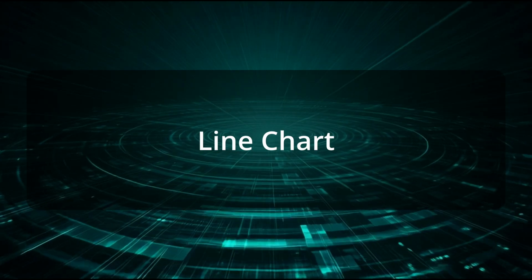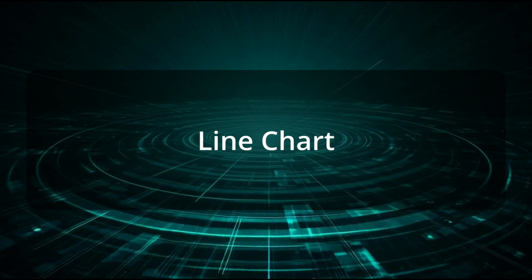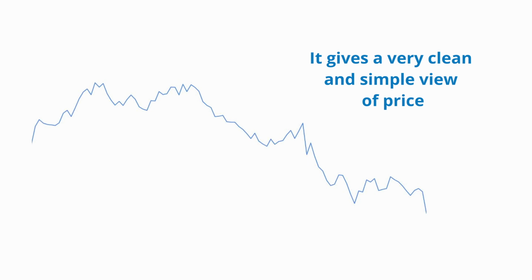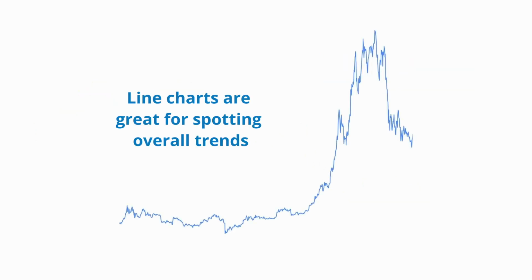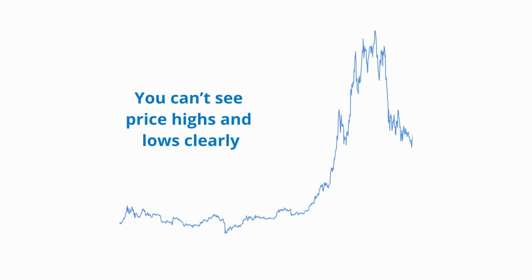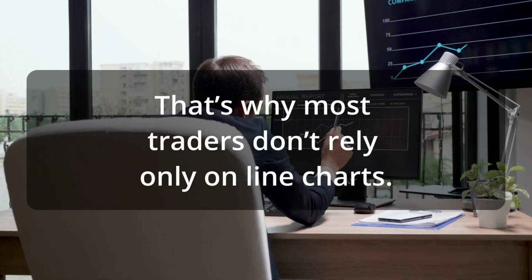Let's start with the line chart. A line chart connects closing prices with a single line. It gives a very clean and simple view of price. Line charts are great for spotting overall trends, but they hide a lot of important information. You can't see price highs and lows clearly. That's why most traders don't rely only on line charts.